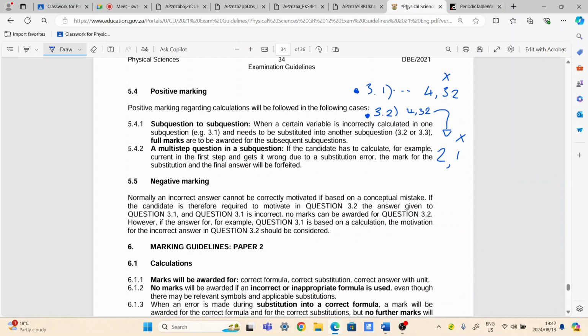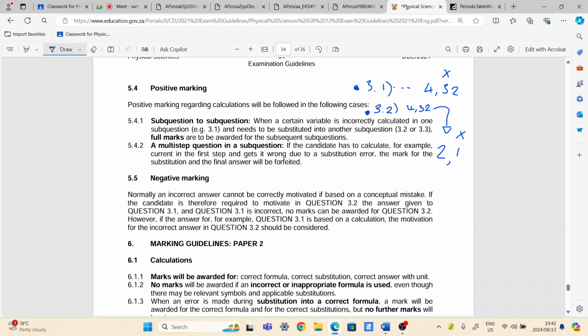But that only applies if it's across two questions, like 3.1 to 3.2. If it's a multi-step question, let's just say it's 6.1 only and it's 6 marks and you have to do 2 calculations for that, you need to get it right in the first part and the second part to get the marks for the second part. A lot of the time they'll ask it as 2 sub questions rather than 1 multi-step question, but there are a few at the end of each major question.